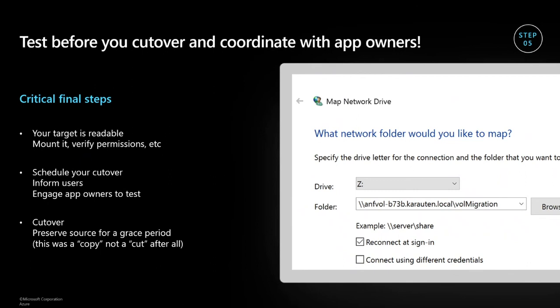But you can open them up, you can do testing. Even if you make changes, they'll just be overwritten during the next copy iteration. That will be recognized as a difference between the source and the target.